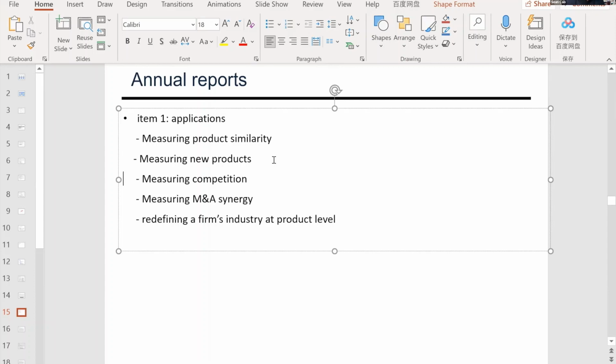So you can measure similarity. For any firm, you can measure which firms have similar products with that firm, by looking at the similarity between the product descriptions of the two firms. You can measure new products. How do you measure new products? You look at Nike's this year's product description with the previous one. If you find something new, that is a new product.